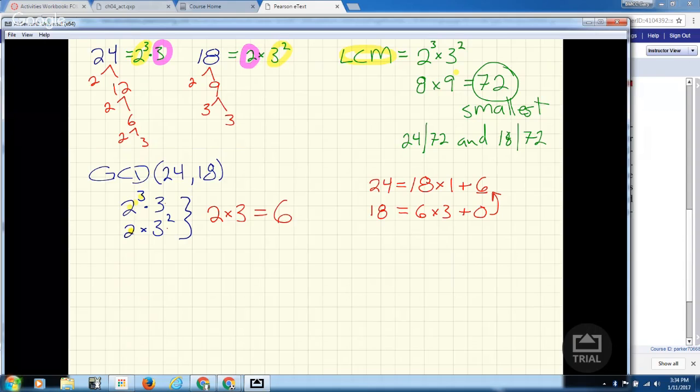Now this happened in 2 steps again. Sometimes it can take more than 2 steps. But generally the Euclidean algorithm works pretty quickly. So usually within 4 or 5 steps, you'll have the GCD, which is kind of nice.